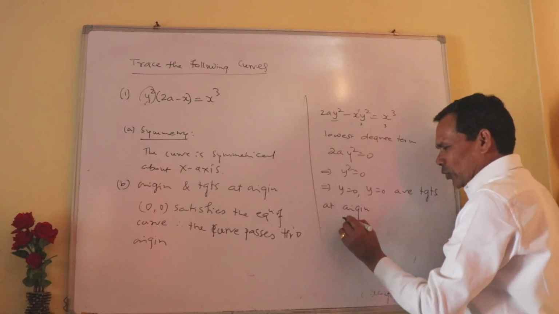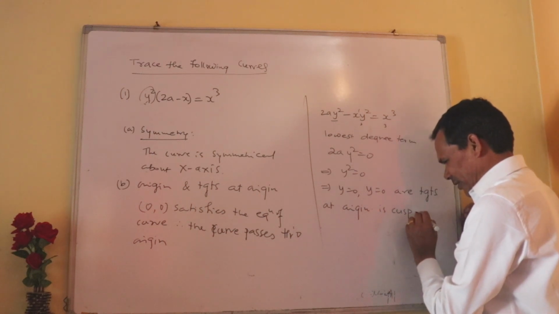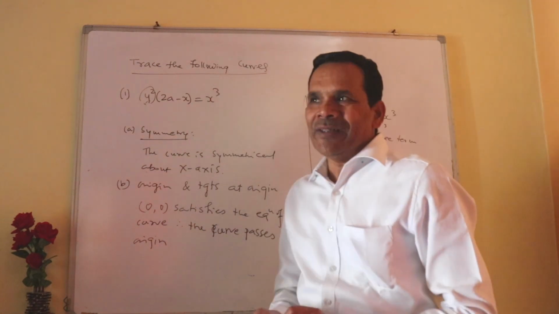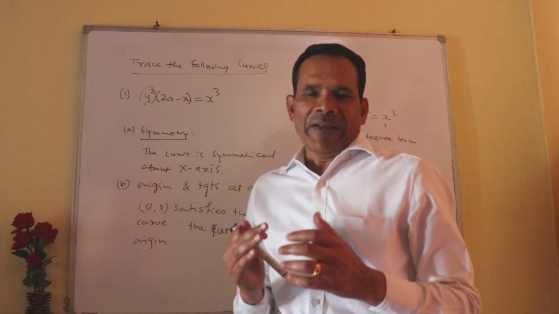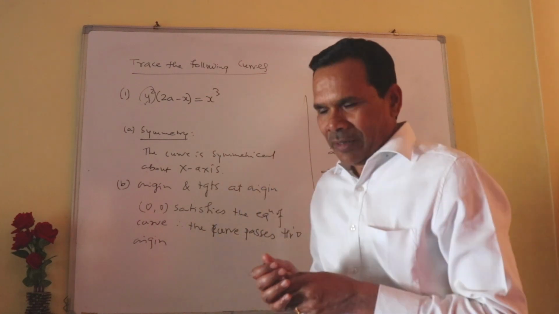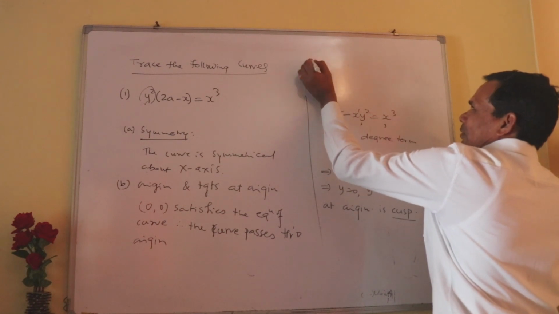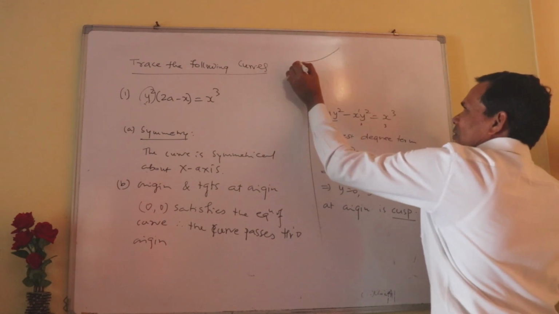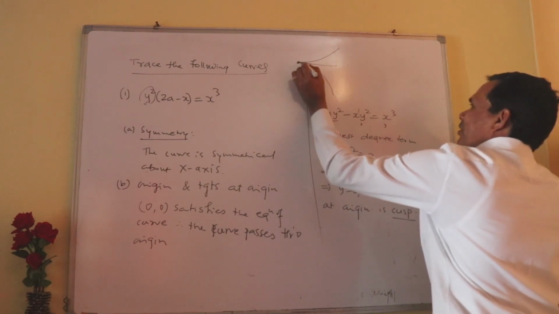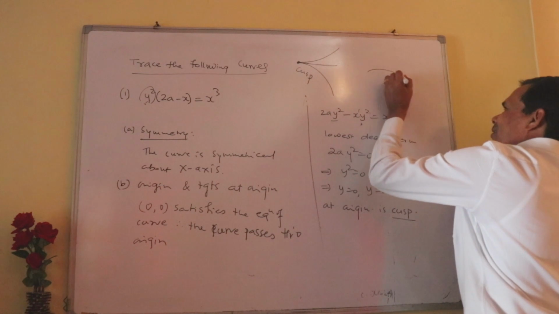Now the tangents at origin are coincident, so it is a cusp. Cusp means coincident tangents at that particular point. It is a property of a double point. Double point means two branches of the curve pass through a point. There are two types of double point, cusp and node. A cusp looks something like this, so this point is a cusp, where the two tangents are coincident. And a node looks something like this.